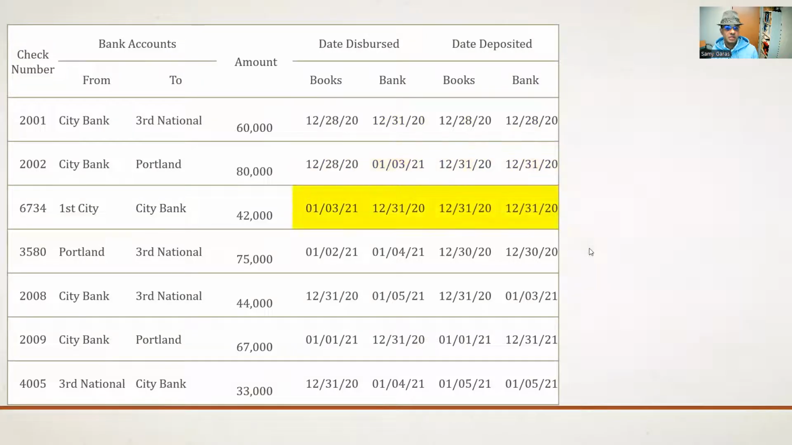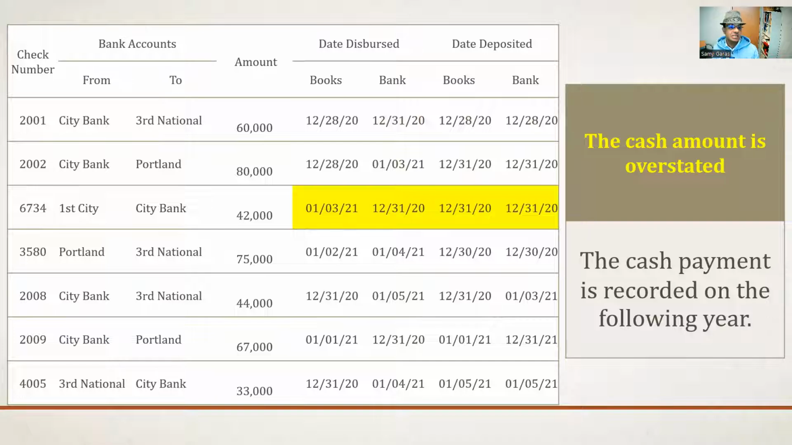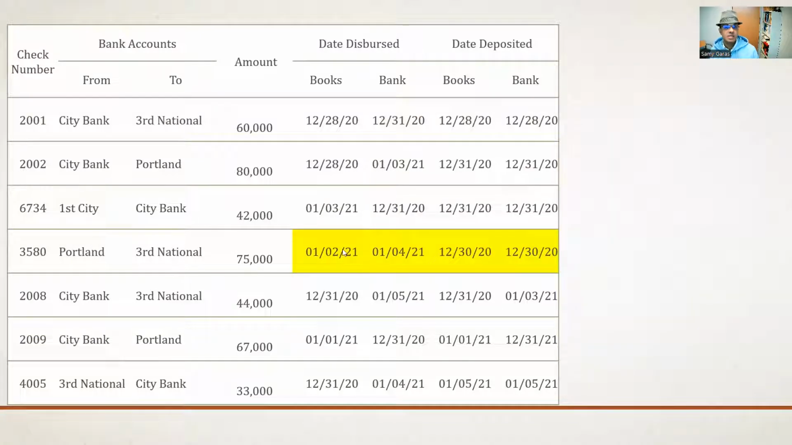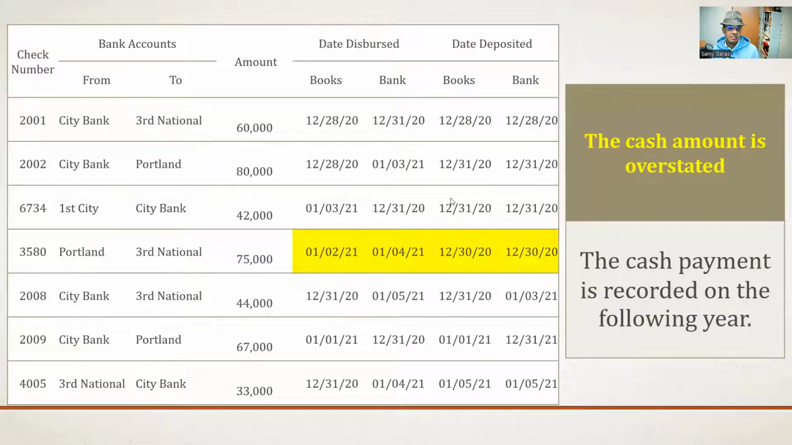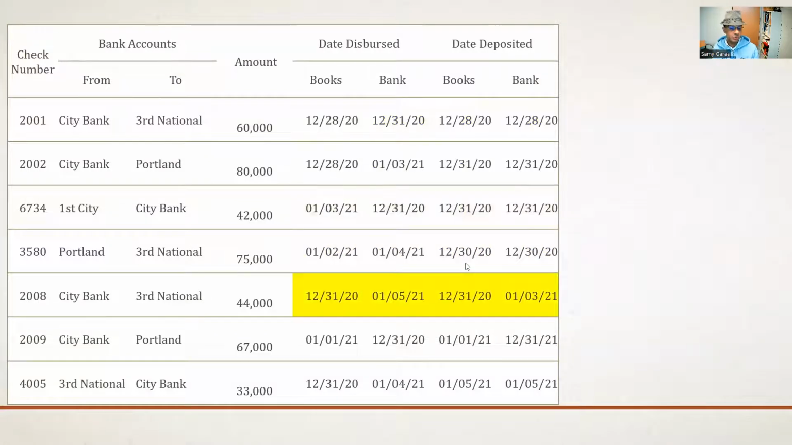Let us go to the next one. Here in the payment, it happened in 2021, but the receipt in 2020. So this means the cash is overstated because the receipt here happened in the prior year. And in the following year, it will be understated. Go to the next one. So the cash payment here happened in 2021, but the cash receipt in 2020. So the cash also is overstated, similar to the previous situation because it was recorded in the prior year.